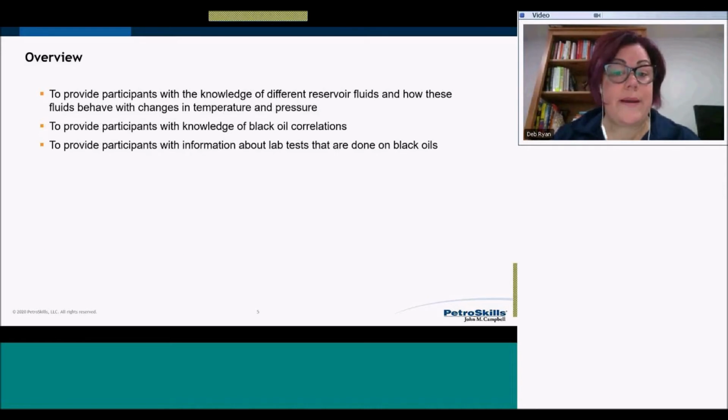We're going to talk a little bit about some of the black oil correlations that we can use to characterize our fluids once we know what kind of fluid we have. And we're also going to talk a little bit about some of the lab tests that can be done in order to also characterize the behavior of those fluids in the subsurface.